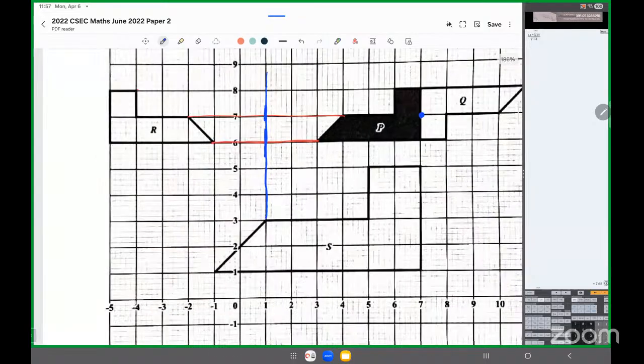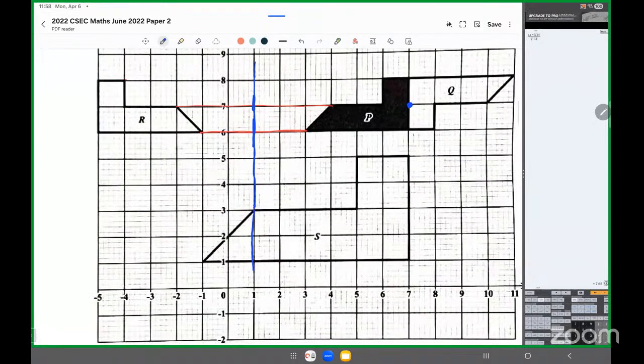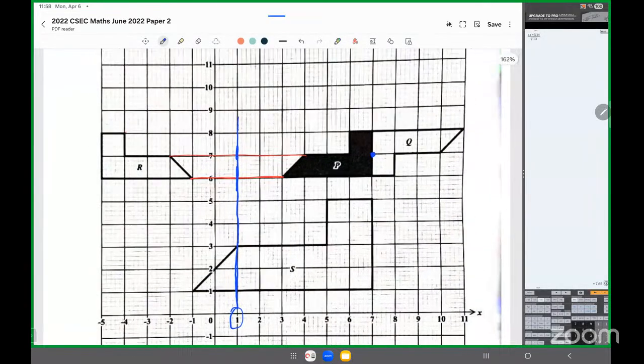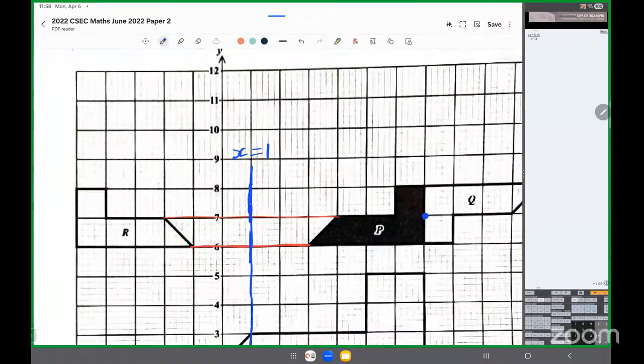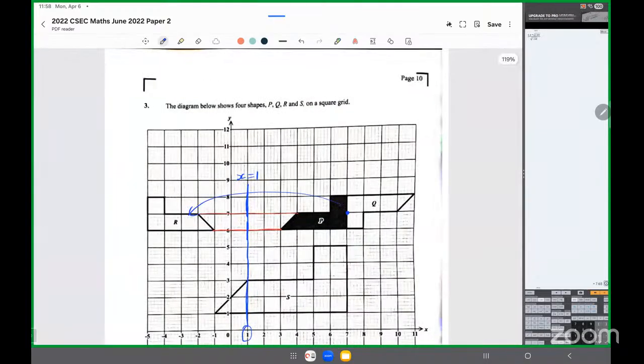That blue line is a vertical line passing through 1. So that mirror line is the line x equals 1. A vertical line passing through 1 is x equals 1. It is the blue mirror line that reflects this onto that. When you're describing a reflection, you just need to state the mirror line. State a reflection and state the mirror line. That line is x equals 1.